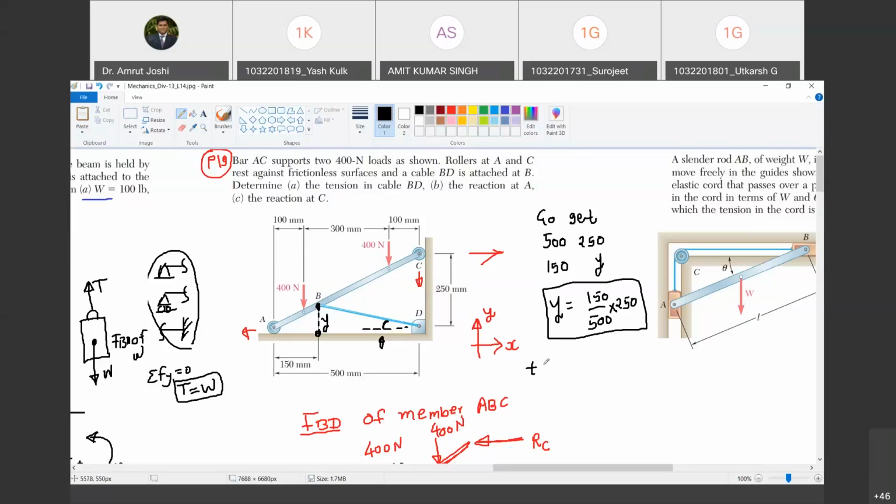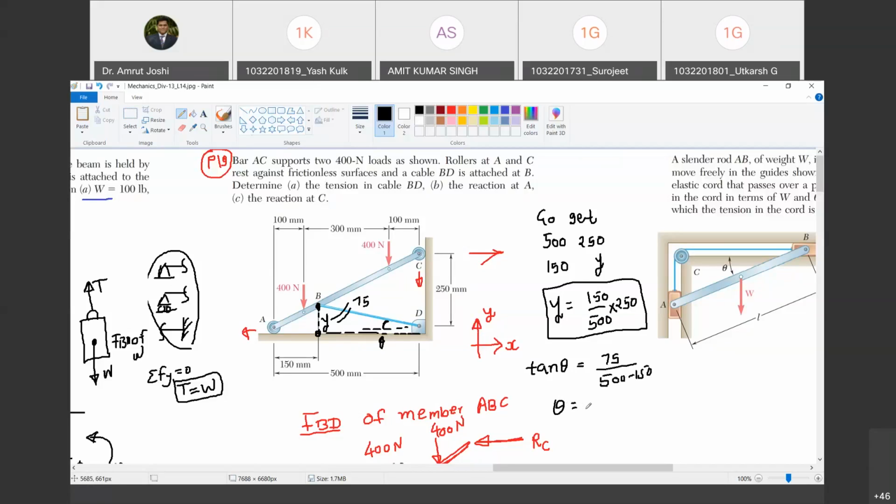Now tan theta is how much? Tan theta is opposite side. Now you have to look at this right angle triangle. So in this right angle triangle, tan theta is opposite side, that is y, which is equal to 75. Y has turned out to be 75. This divided by adjacent side. But what is the adjacent side? Adjacent side is 500 minus 150, 350. So can you tell me now what is theta?